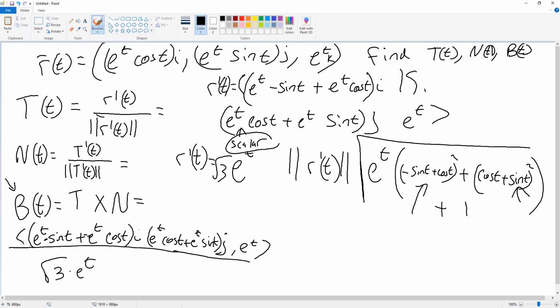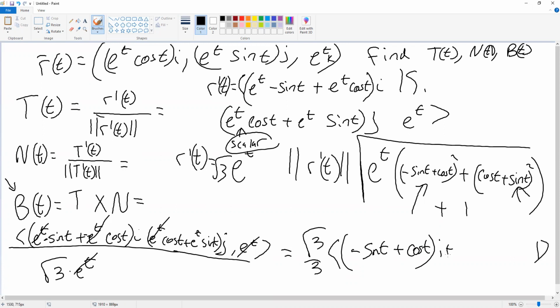So what happens? The e to the t is canceled. Everyone see that? Basically, you can just take e to the t out, the e to the t will cancel. So what we're going to get is kind of like what we had before. But this time, instead of square root of 2 over 2, we're going to get square root of 3 over 3, times minus sine of t plus cosine of t for the i coordinate, and then 1 is going to be at the end, and then we're going to have plus.